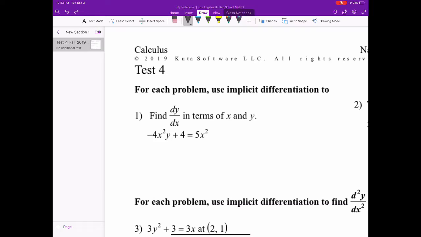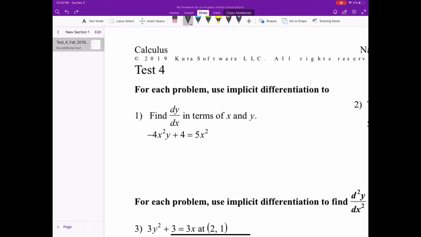goes. My first question for test number 4 was find the dy over dx in terms of x and y, which just means another way of saying derivative. So let's go ahead and just take the derivative here. We could solve for y first, but let's just take it as it is, and we'll do implicit differentiation, meaning we'll take the x's and y's as they are. So let's go take the derivative.